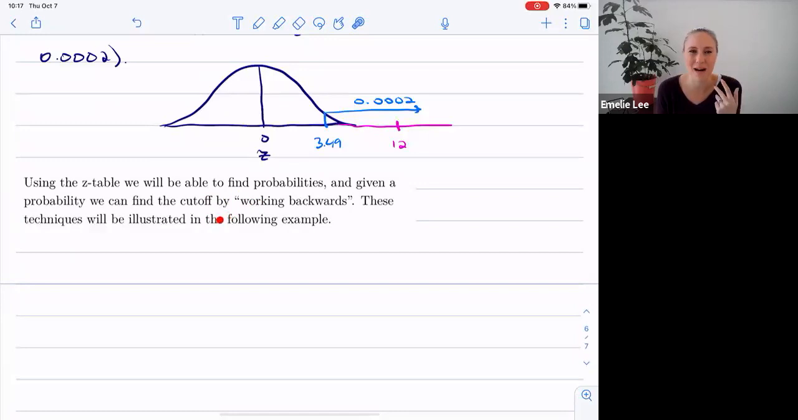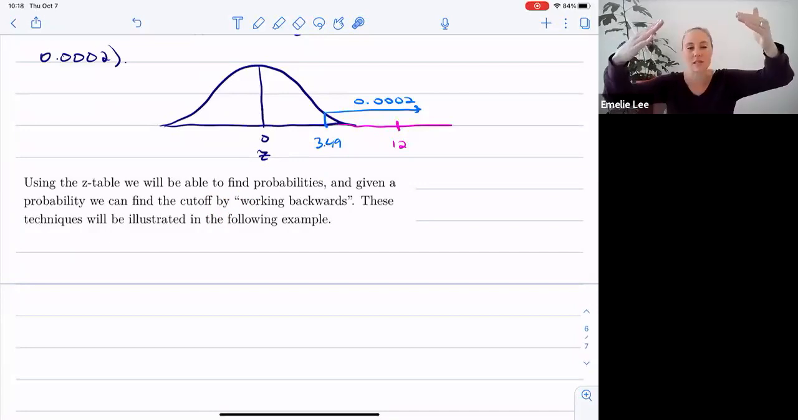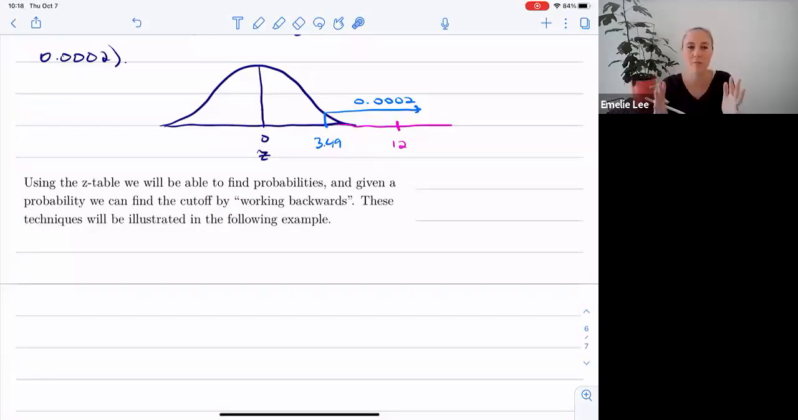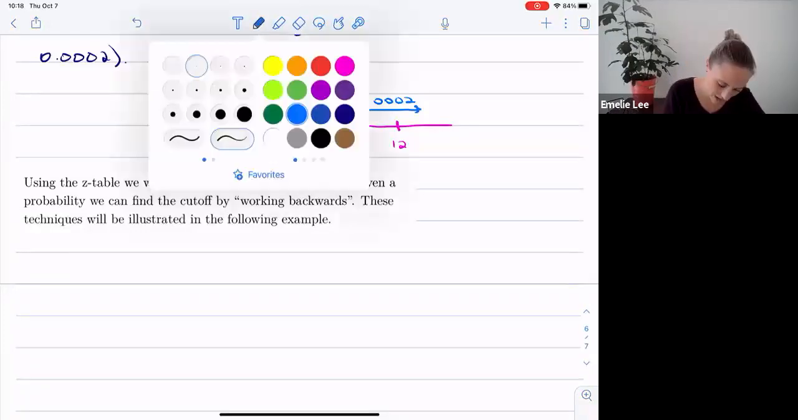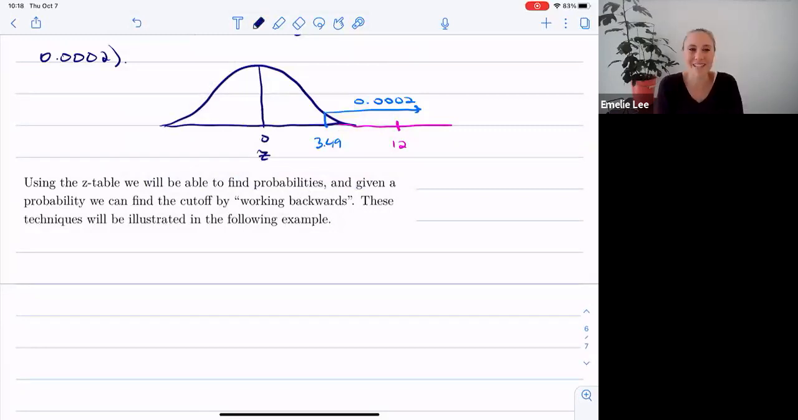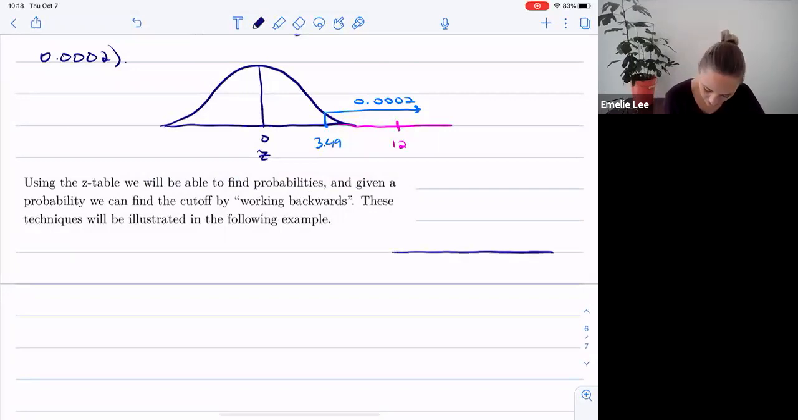I call it working backwards because usually we start and say, okay, if I have a Z of 3.49, then I can find probabilities associated with that. So now I'm working backwards in the sense that I'm dictating the probability that I need. What cutoff makes that happen? Okay, and I have an example. If you want to, you could go through and try the example on your own, and then we'll work through it tomorrow.